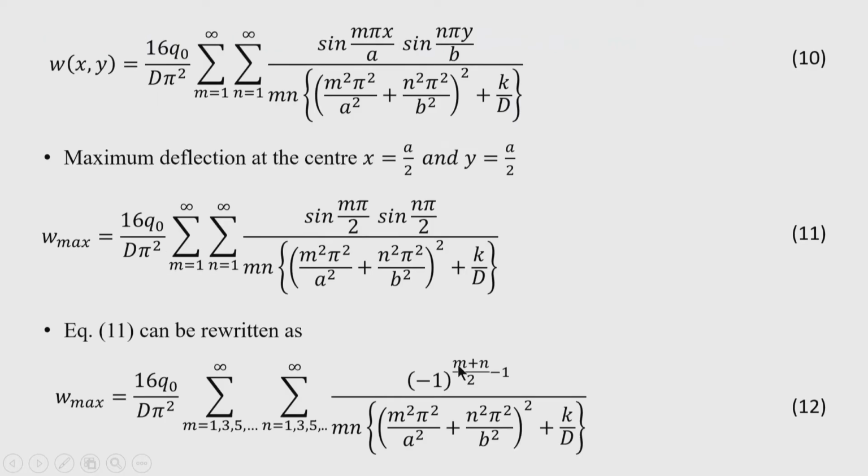Maximum deflection will be at the center obviously, because it is symmetrically loaded and the support is also symmetrical. So, at x equal to a by 2, y equal to b by 2, which is the center, we get W max equal to this. You can see here 16 q naught by D pi square, the constant term, and under summation the A_mn terms are there, and k by D, the extra term appearing here because of the elastic foundation reaction.